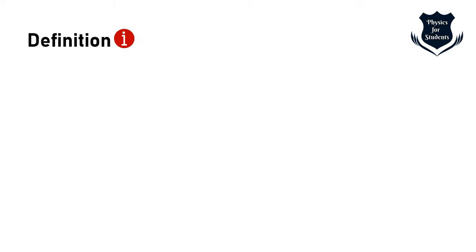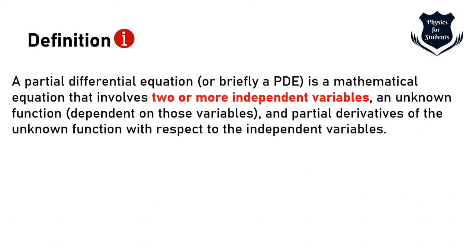So we straight away get to the definition of what is a PDE. A PDE is a mathematical equation that involves two or more independent variables, an unknown function which is dependent on those variables, and partial derivatives of the unknown function with respect to the independent variables. Now, as you see in this definition, particularly I have written two or more independent variables in red because this is the most important part.